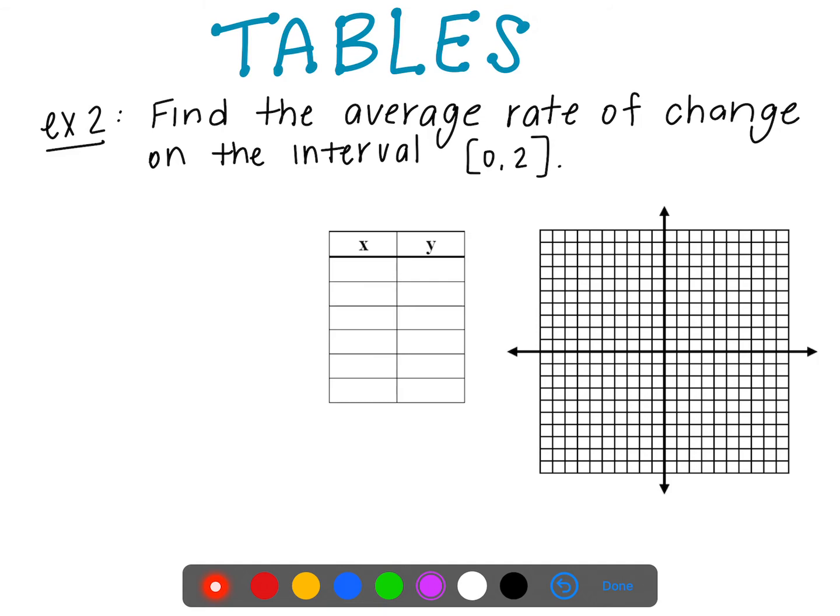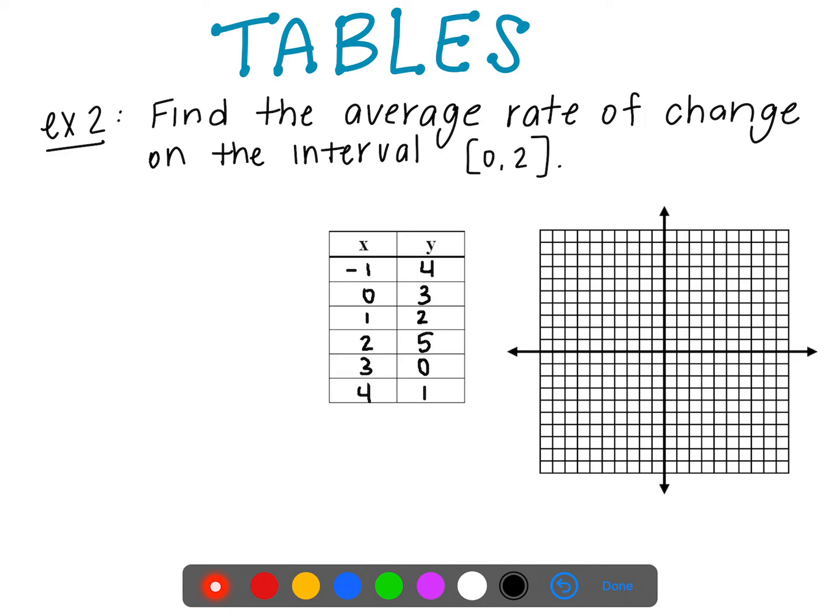So then I could give you a table, and I could say find the average rate of change on the interval 0 to 2. And if I ask you to find the average rate of change on the interval 0 to 2, I have to give you now a table. In my table, I'm going to say, okay, I have -1, 4, 0, 3, 1, 2, 2, 5, 3, 0, 4, 1.